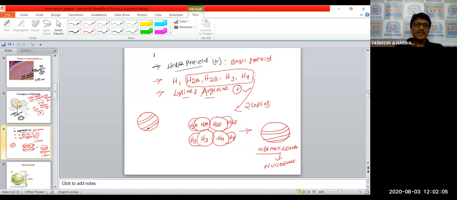Okay. So what is the length of DNA that is coiled around the octamer? That is nothing but 200 base pair length. Around the octamer, the length of the coiled DNA is 200 base pairs. So this is now DNA plus octamer. It is called a nucleosome. So one more nucleosome.